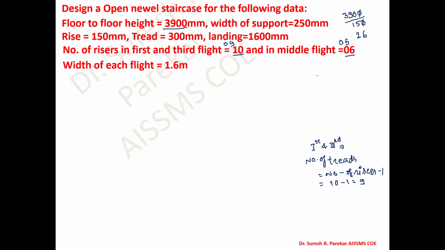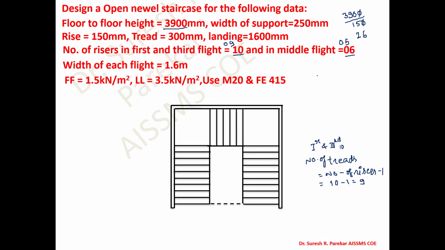Now the width of each flight is 1.6 meter, floor finish 1.5, live load 3.5, and materials M20 and Fe415. Now we can plot this diagram, because we have 1, 2, 3, 4, 5, 6, 7, 8, 9 treads over here, the same on this side also. And here we have 1, 2, 3, 4, 5.